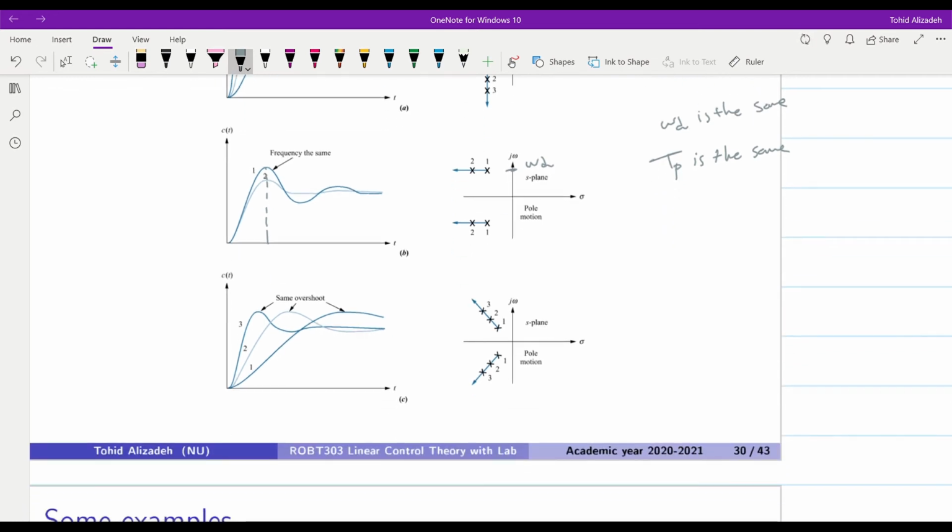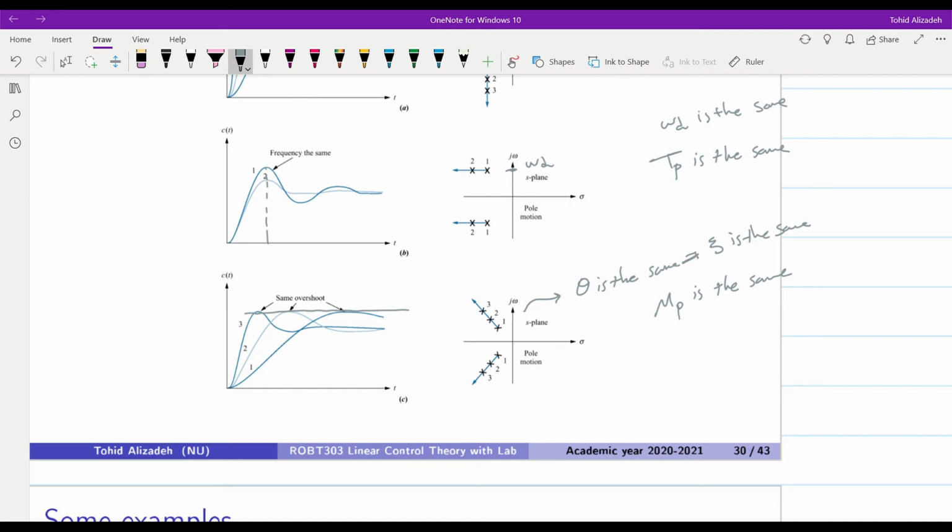In the third case, the theta is the same for the three systems, and it means that zeta is the same for three systems, and as zeta is the same, MP or percent overshoot for all three systems will be the same. And you can see it over here. Okay, I didn't draw it properly, but if I do it, you will see that all these three systems have the same overshoot.